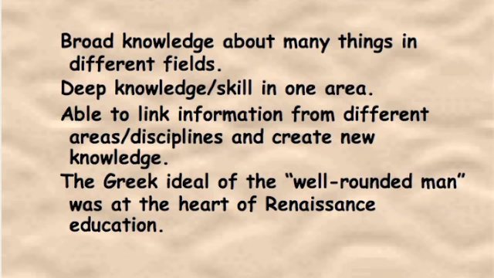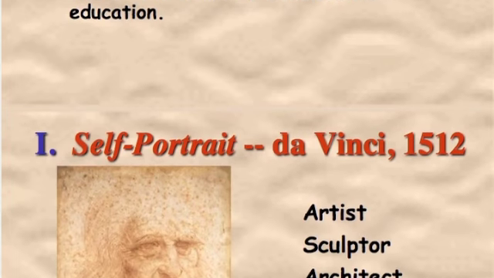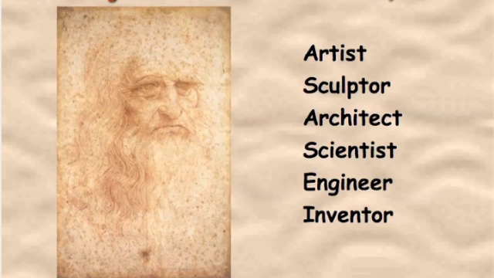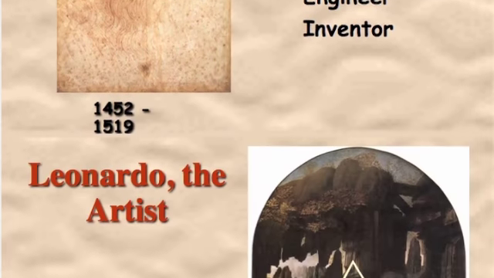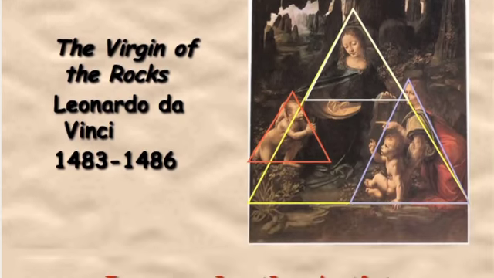So a Renaissance person has broad knowledge in many areas, but a deeper knowledge in one area. And you can learn in one area and then apply that to another part of your life. So think of a Renaissance individual as a well-rounded man. Remember that sound mind and a sound body. Da Vinci is the quintessential Renaissance man because he was an artist, a sculptor, an architect, a scientist, an engineer, and an inventor. Most of us know him as a painter.